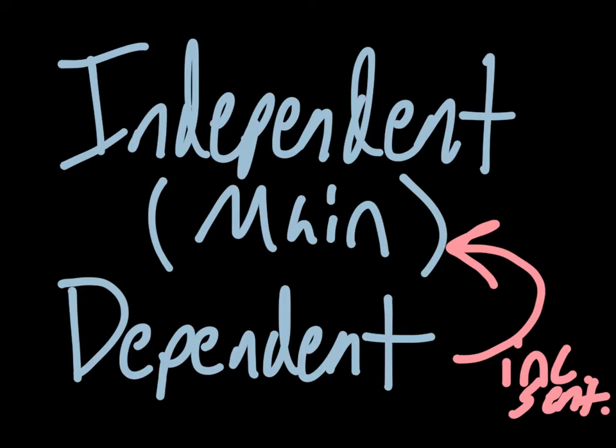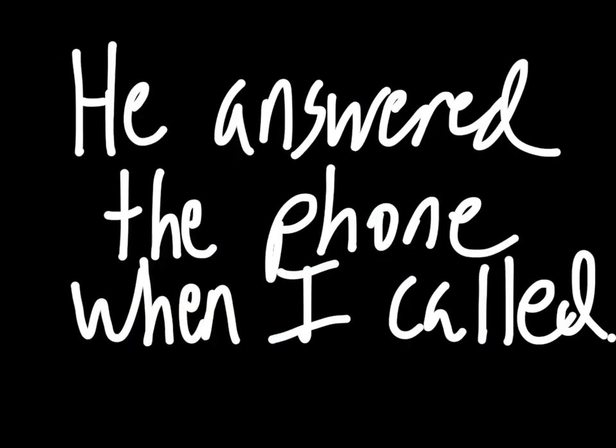And we'll be talking about them interchangeably throughout this video, so I'll be showing examples of what they are as we progress. Alright, so here's an example sentence. We have, he answered the phone when I called. Now this has an independent and dependent clause in it. If I asked you where the independent clause was, where would you say?